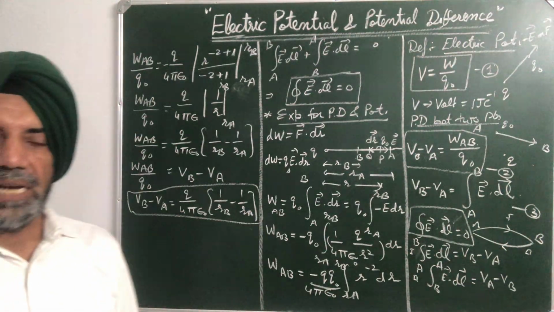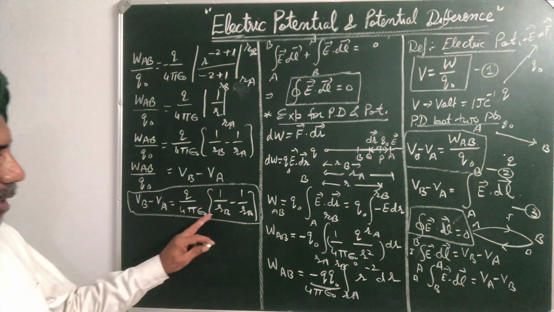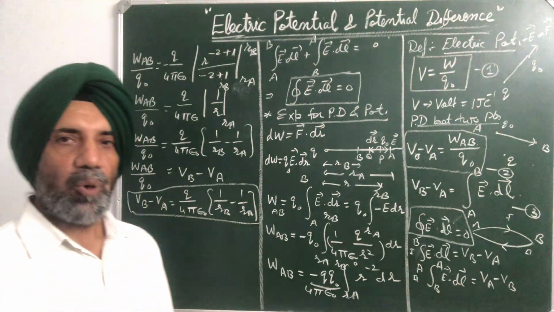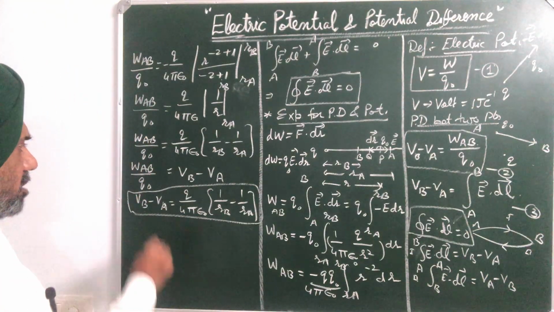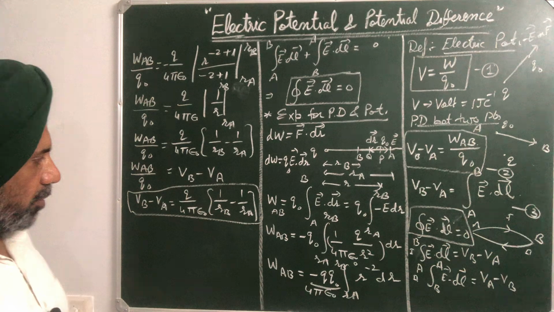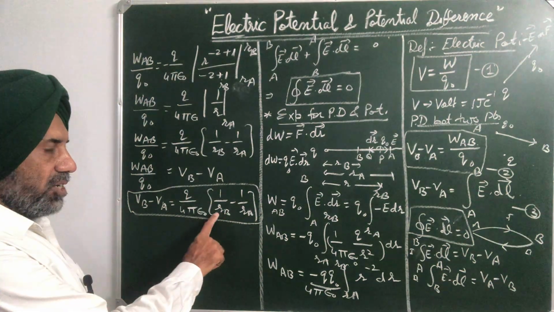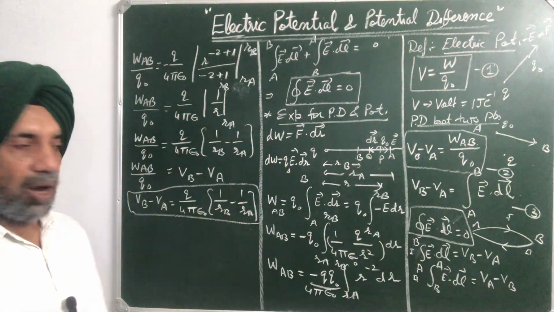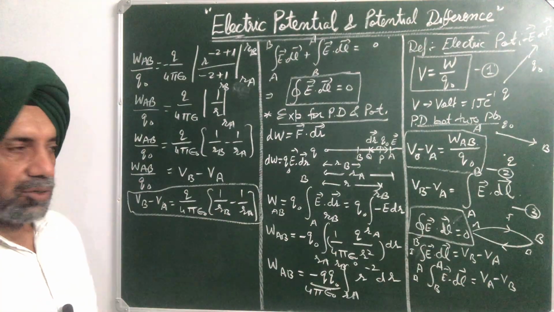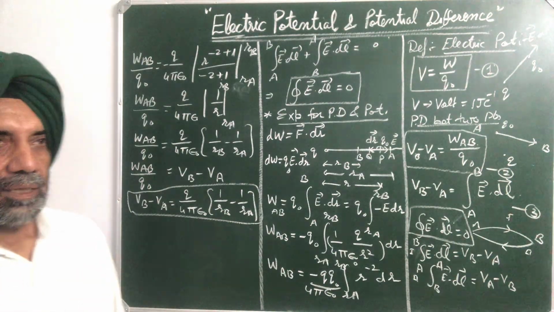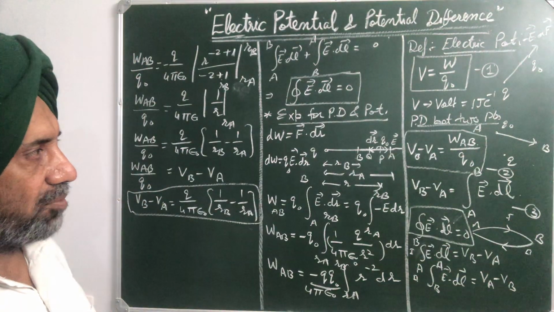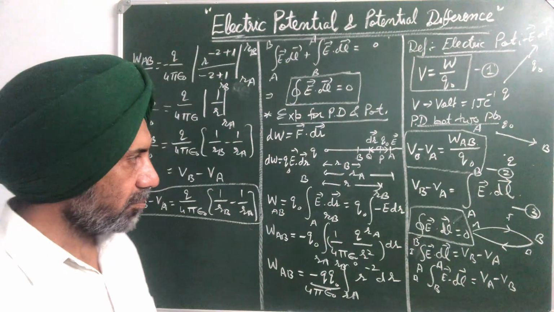It means potential difference between 2 points depends only upon RA and RB, the initial locations of the points. In other words, the amount of work done in moving a test charge between 2 points depends only upon the locations of the 2 points A and B, that is RA and RB. So that's why electrostatic force is said to be a conservative force, if this property is satisfied.